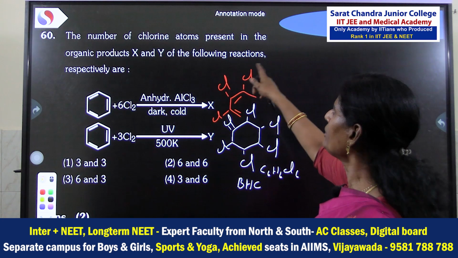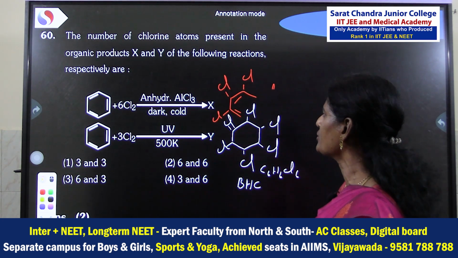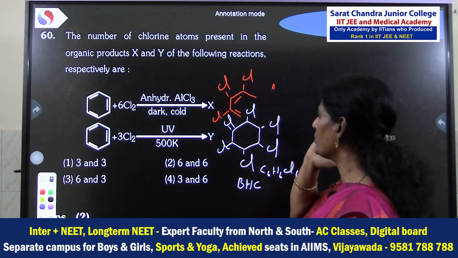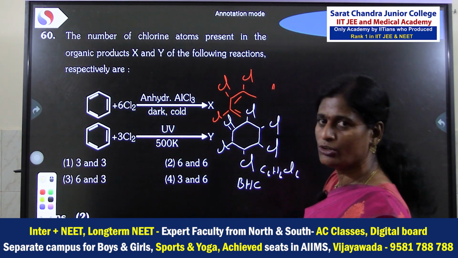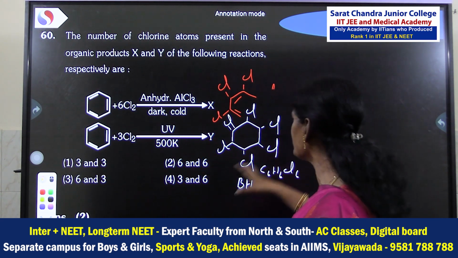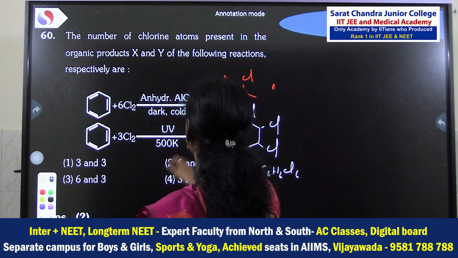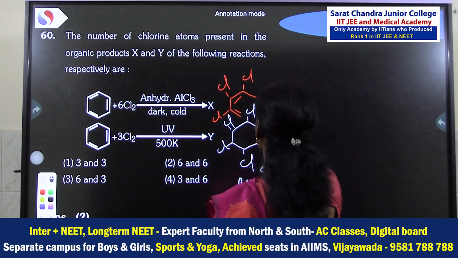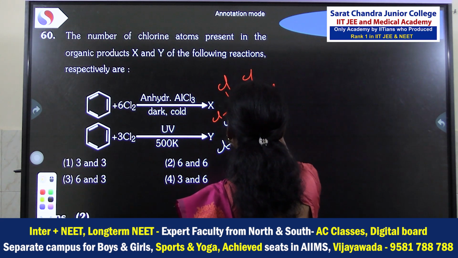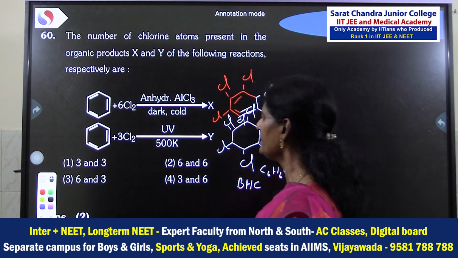So the number of chlorine atoms present in the organic products X and Y of the following reactions respectively are. In compound X, there are 6 chlorine atoms, and in the second also there are 6 chlorine atoms. So overall, 6 and 6. The correct option is the second one. In the first also 6, but it is a substitution reaction. The first one is a substitution reaction, the second one is an addition reaction.